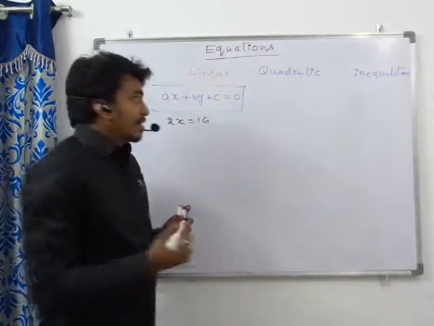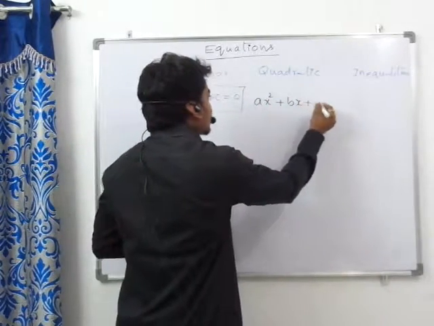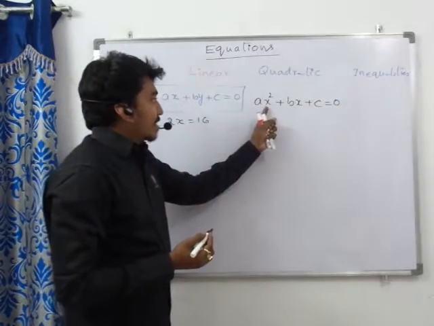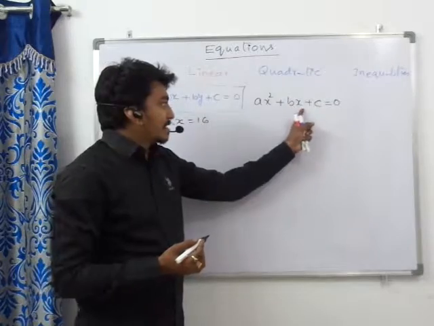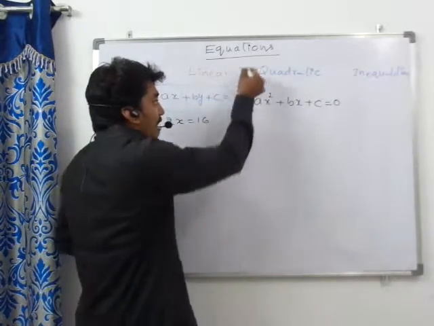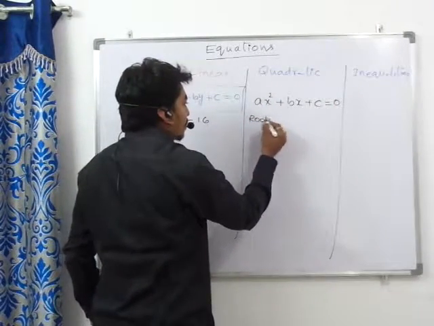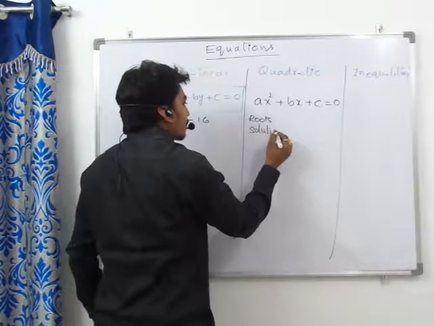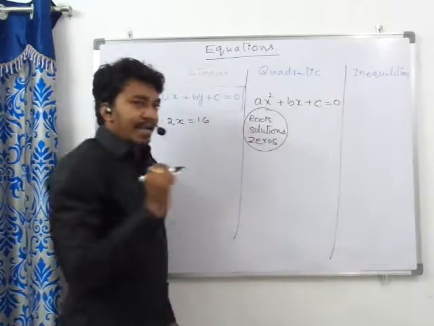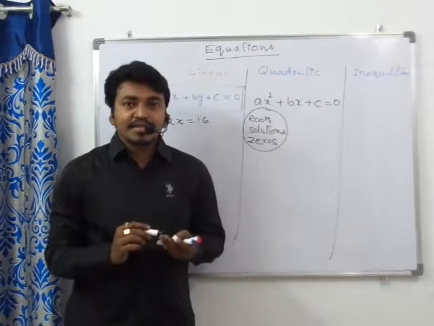Today we will see the basics of linear equations, the equation form of a quadratic equation, and inequalities. The standard form for a quadratic equation is ax squared plus bx plus c equal to 0. Here the x squared coefficient is a, the x coefficient is b, and c is the constant term. How do we find the roots or solutions or zeros? All three terms are the same.